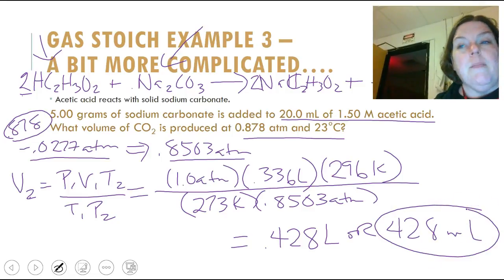So I know this looks complicated. It's not really as bad as you think it is. Many of you are going to be a little frustrated. But remember, the stoichiometry is the same. We just have to add the gas law component to it. Okay? So good job.